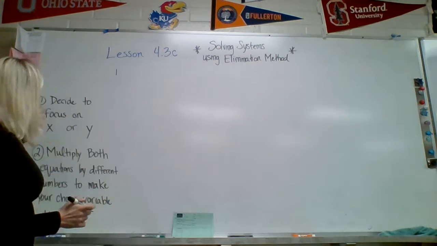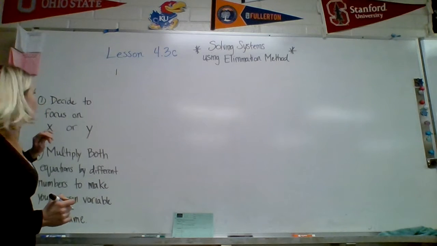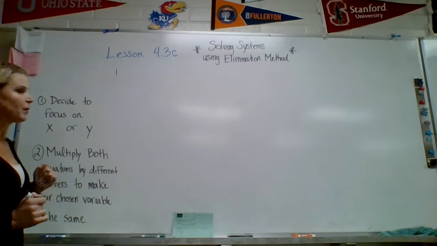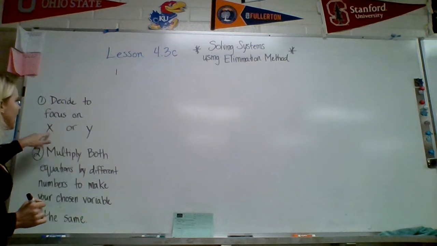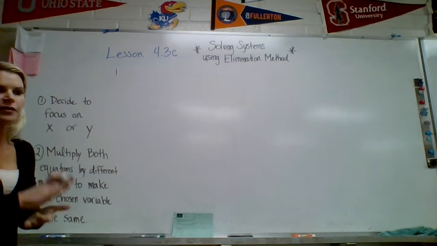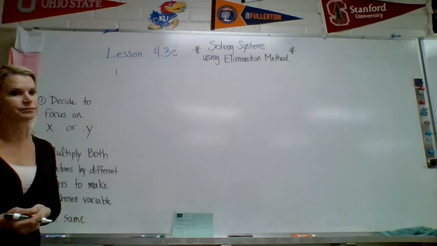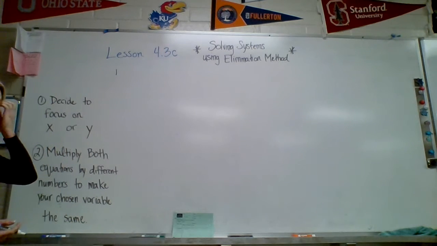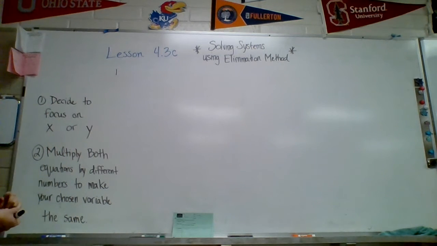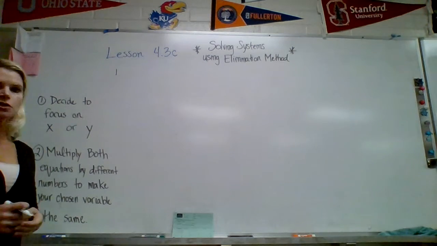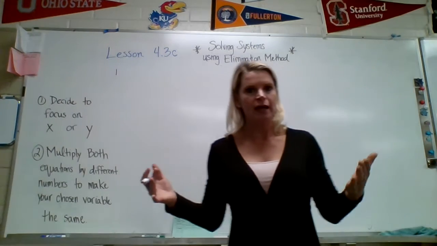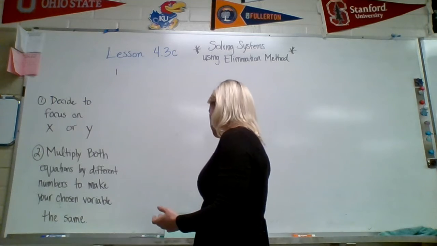So over here on my examples, underneath the word examples, I need you to write: decide to focus on my x or my y. I'm either going to get my x's to be both the same number or I'm going to get my y's to be both the same number. Next, multiply both equations by different numbers to make your chosen variable the same. So let's start off and do example number 1 on your notes page.